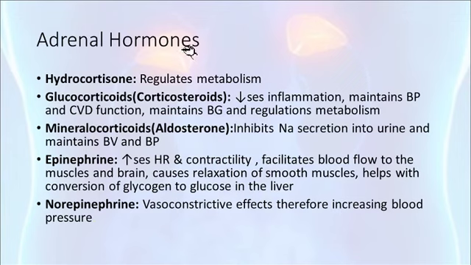The adrenal hormones include hydrocortisone, which is responsible for regulating metabolism, glucocorticosteroids or corticosteroids, which decrease inflammation, maintain blood pressure and cardiovascular function, maintain blood glucose, and regulate metabolism. The mineralocorticoids like aldosterone inhibit sodium secretion into the urine and maintain blood volume and blood pressure.